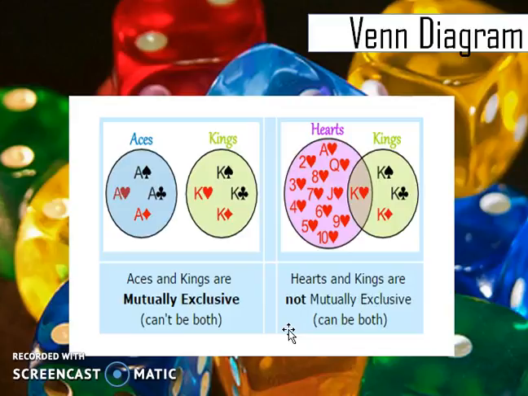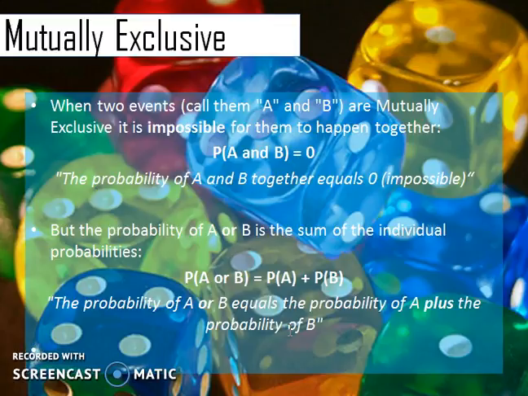This is how to distinguish mutually exclusive and not mutually exclusive events by using Venn diagrams. It is important to remember that when two events are mutually exclusive, then the probability of A and B is equal to 0, as there is no intersection between the two events.